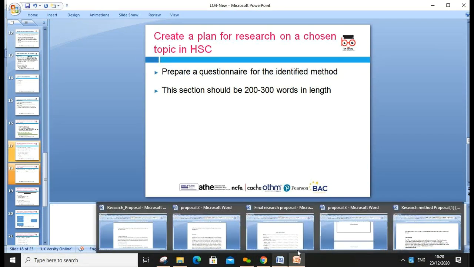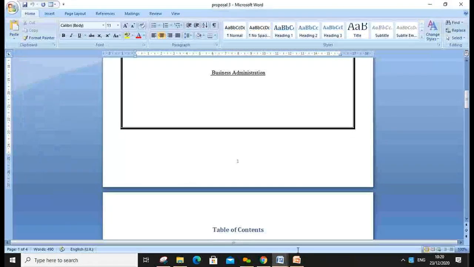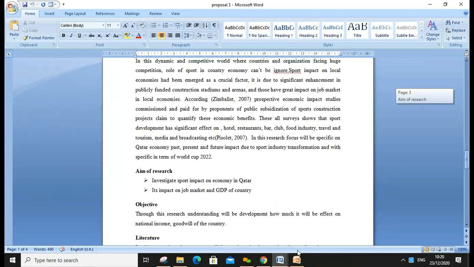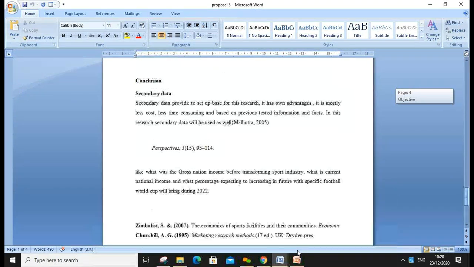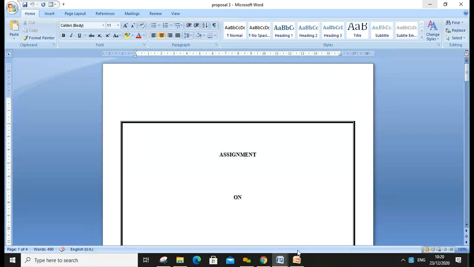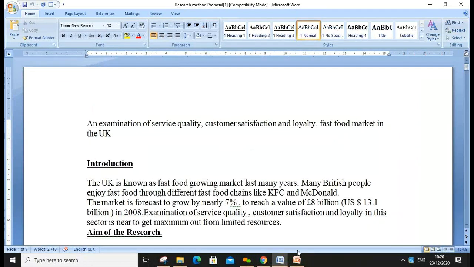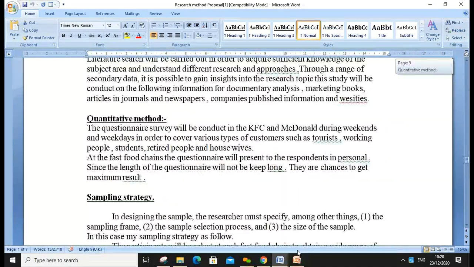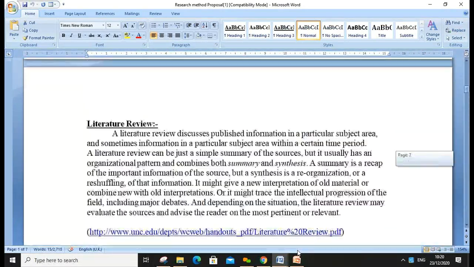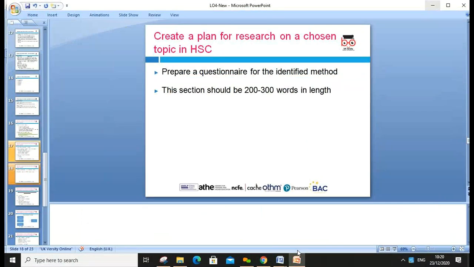a research questionnaire. Okay. So I'm going to show you a few proposals and within that some questions. Like here you will see some questions. I'll send you a few, like an examination of service quality, customer satisfaction, and loyalty, and then we can do some questions to conduct research.